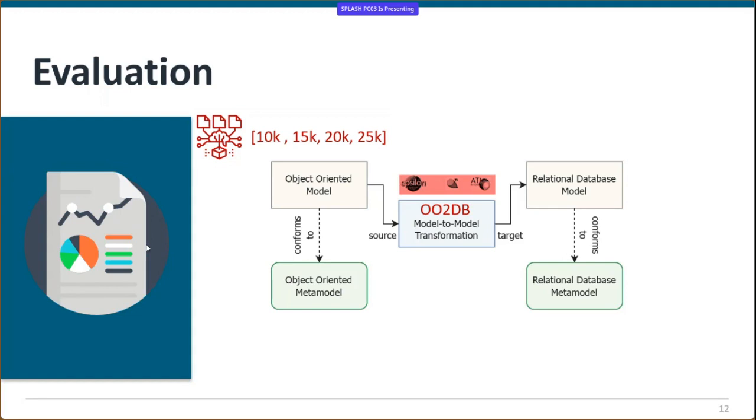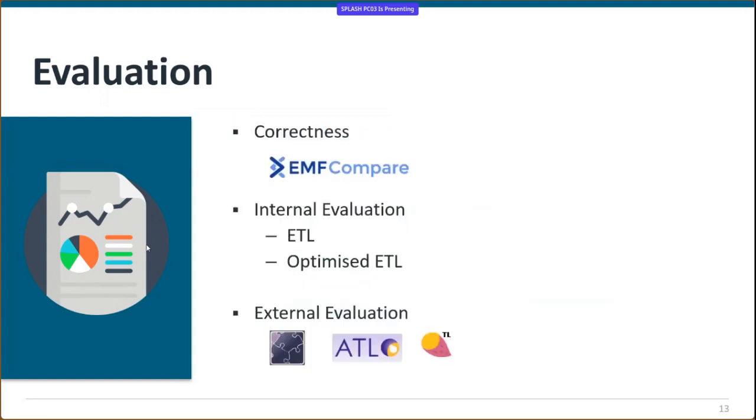of the art. One important thing in the experimental setup is this: because I mentioned we are rewriting the transformation, it's important to preserve the semantics of the program. So we use EMF Compare to measure the correctness, so that the rewriting that we do doesn't change the semantics of the original transformation. And then for the internal evaluation, I compared the optimized ETL with ETL. But for the external evaluation, we use ATL and YAMTL.